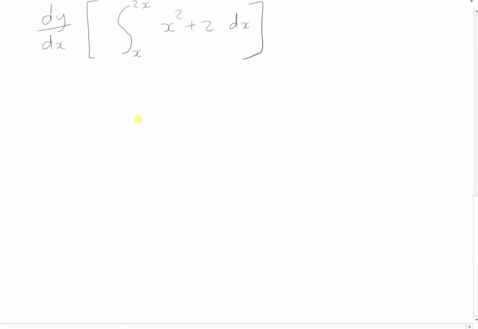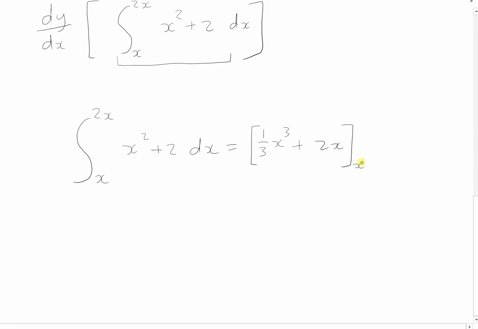So what we're going to do is deal with what's inside first. So I've got the integral from x to 2x of x squared plus 2 dx. Okay, so when I take the integral of this, it's just going to be 1/3 x cubed plus 2x. Okay, this is going from x to 2x.